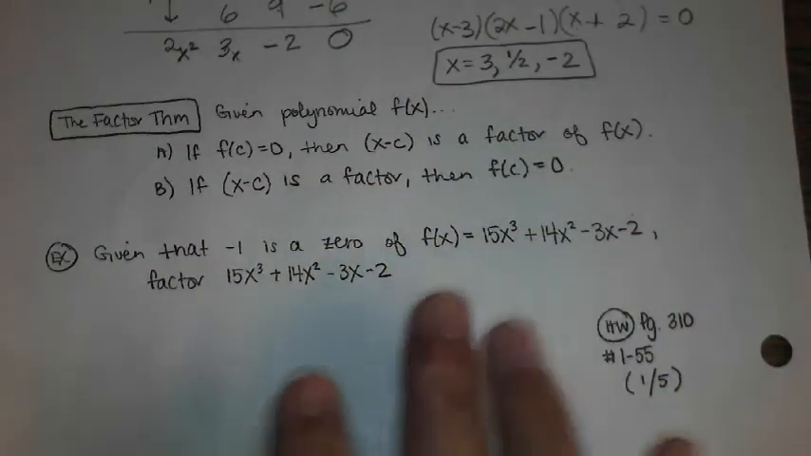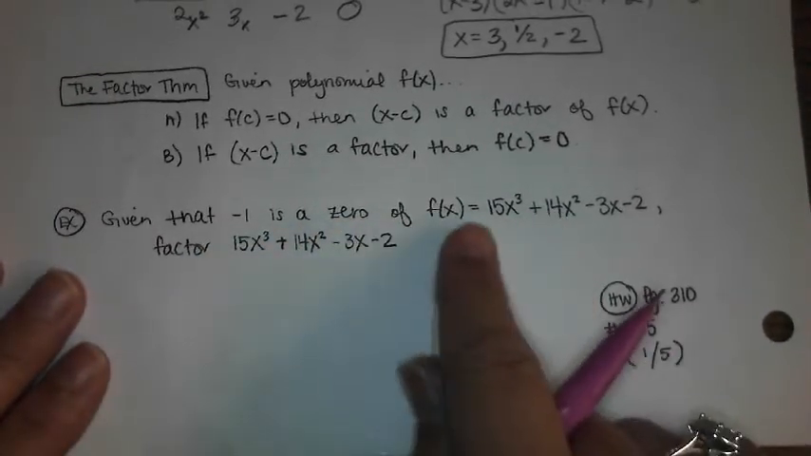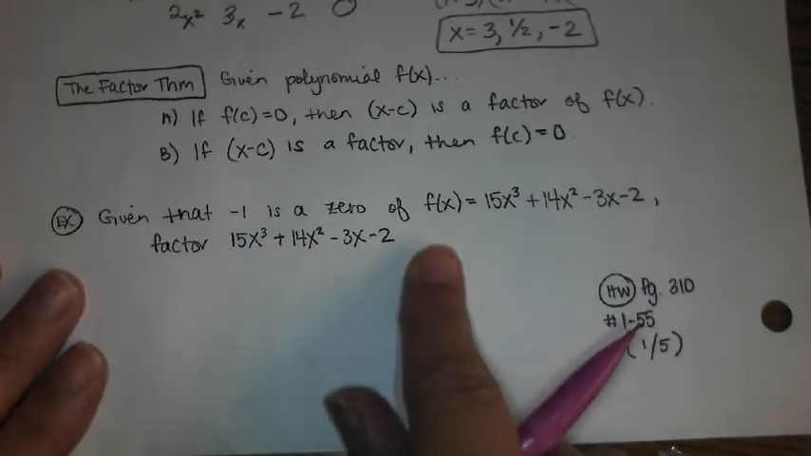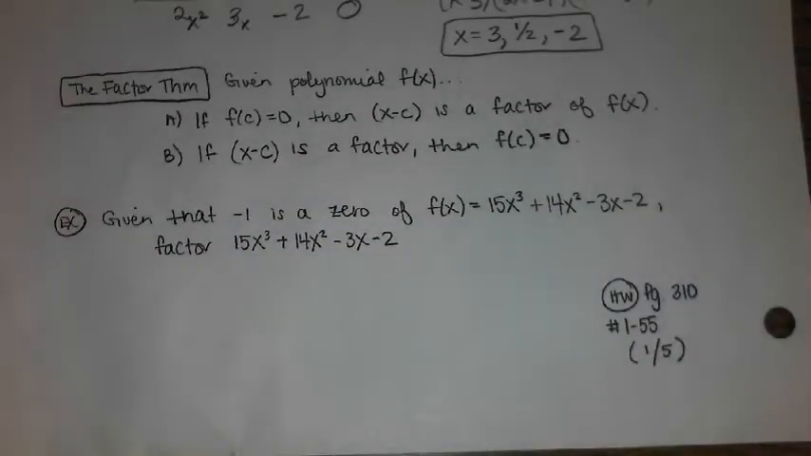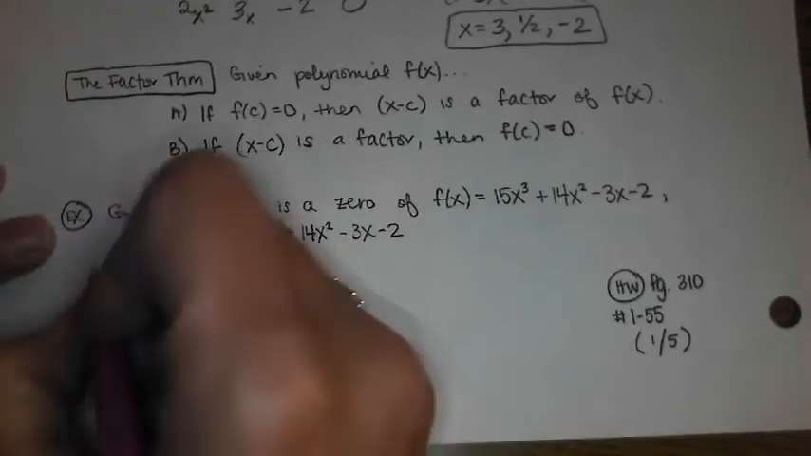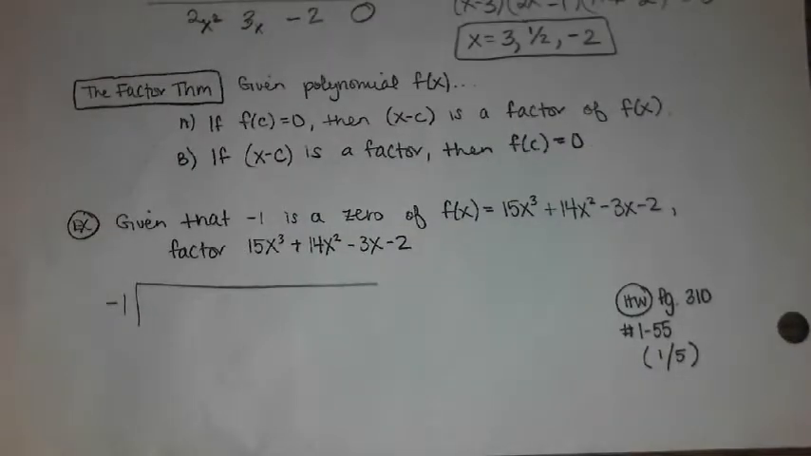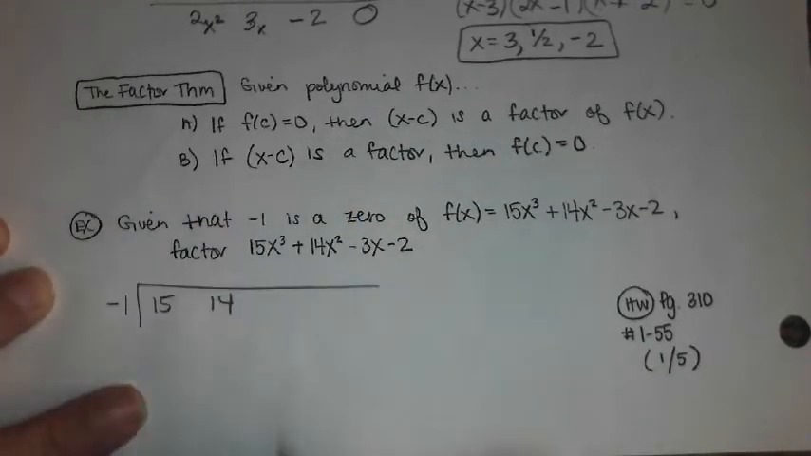So here we go one last time. Given that -1 is a 0, and here's our function, it wants us to fully factor this. So if -1 is a 0, then x plus 1 should be a factor, and we're going to synthetically divide out -1. Here I did leave out a term. Did I? Oh, no, I didn't. Well, we don't have to plug in the 0, but you will have to run into that in your homework. We have 15x cubed, 14x squared, -3x, and -2 is our constant.